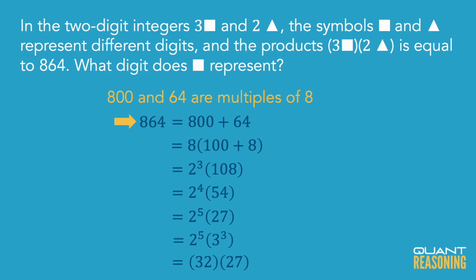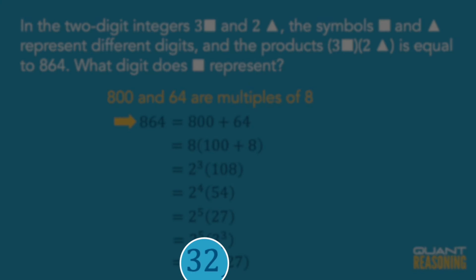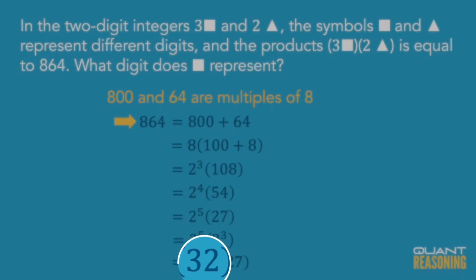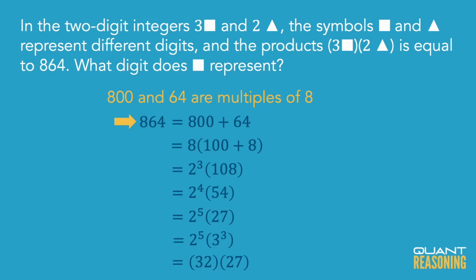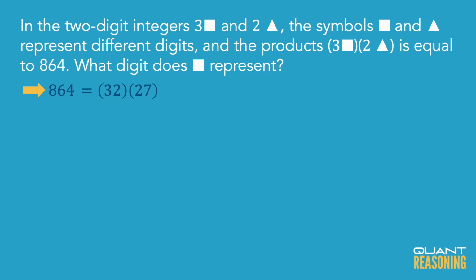Now, if you choose to think of it as 2 to the power of 5 times 3 cubed, you identify another way to get to the product 864 multiplying 30-something times 20-something, right? Because 2 to the power of 5 is 32, and 3 cubed is 27. So now I know of two ways to get to 864 by multiplying 30-something times 20-something. The first one was 36 times 24, and the second one was 32 times 27.